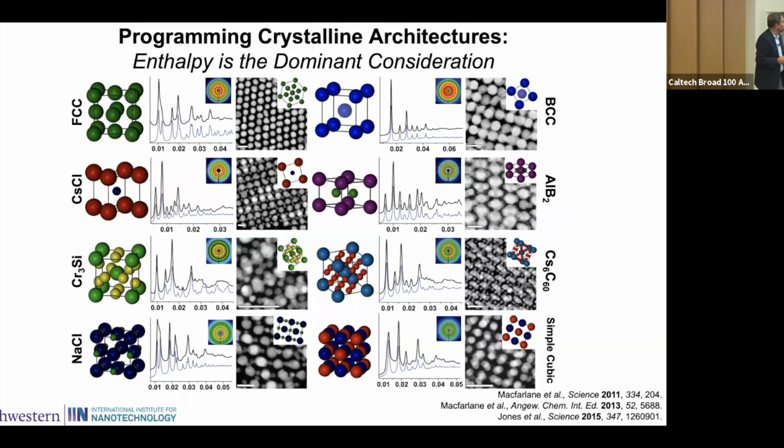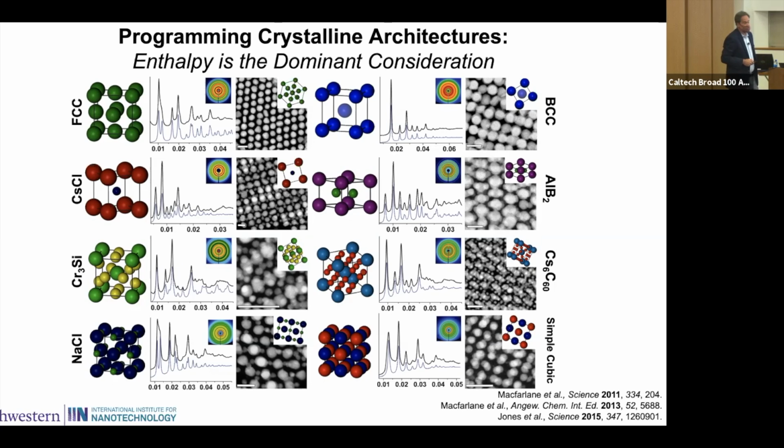So here are examples. FCC. This is small angle scattering. We do that at the synchrotron. The simulation is below. You can see the TEM images over here that we collect after we embed these in things like silica. You have to lock them into place to be able to see them by electron microscopy. But you can see all these. So the FCC, cesium chloride, BCC, AlB2 here.